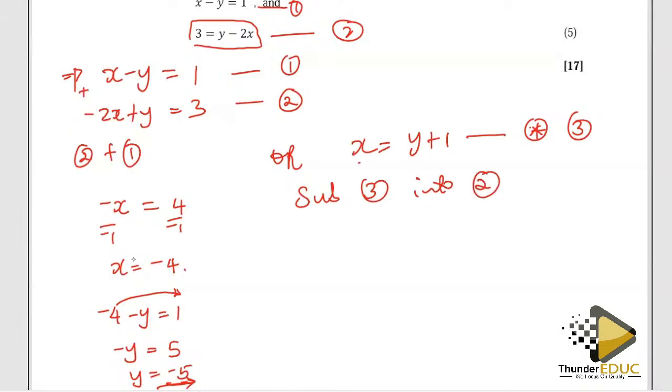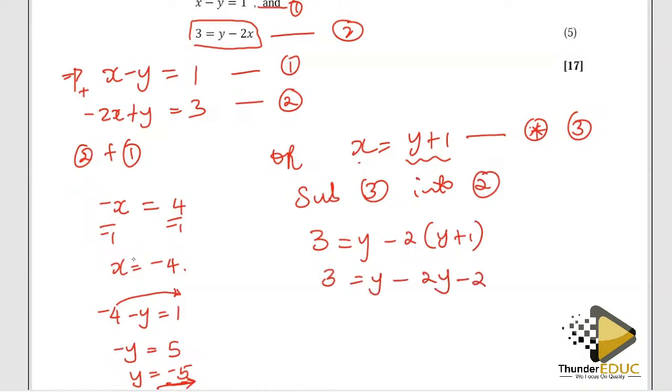So where there is x, I'll put a y plus 1. Okay, so 3 is equal to (y minus 2) into (y plus 1). We open this up: y minus 2y minus 2. Let's move this to that side. 5 is equivalent to -y. Divide through by -1, y is -5.